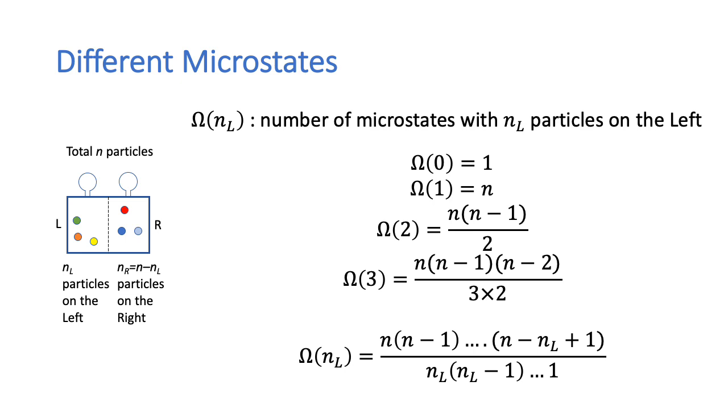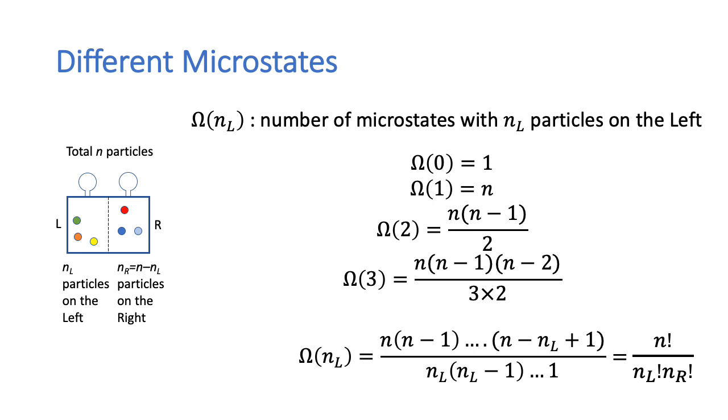And so for any number of particles n_l, omega n_l would be n into n minus 1 all the way up to n minus n_l plus 1, and we divide it by n_l times n_l minus 1 and so on until 1. If we want to write this in a compact fashion, it would be n factorial divided by n_l factorial times n_r factorial.